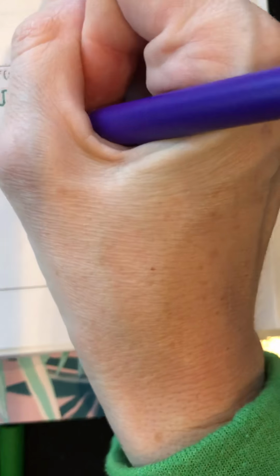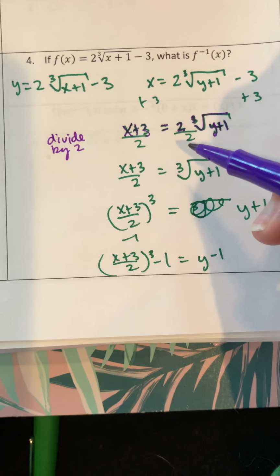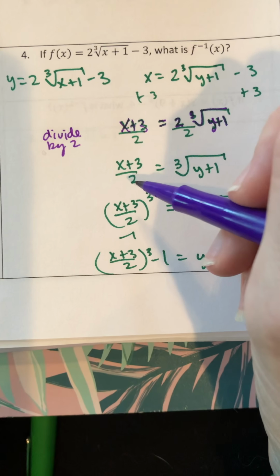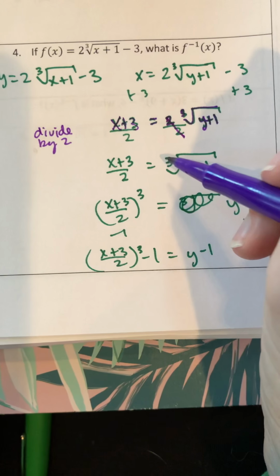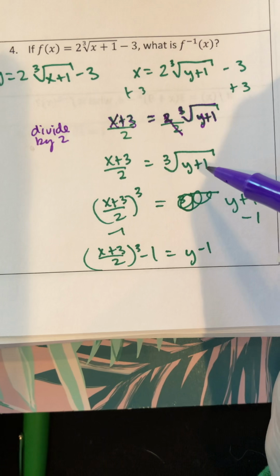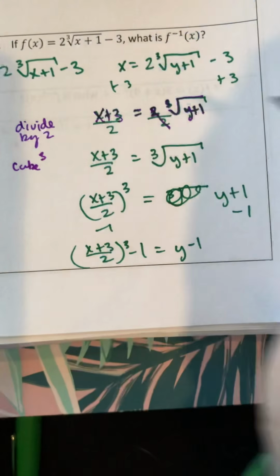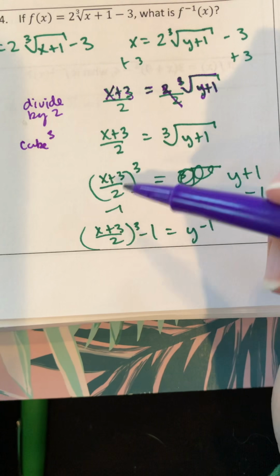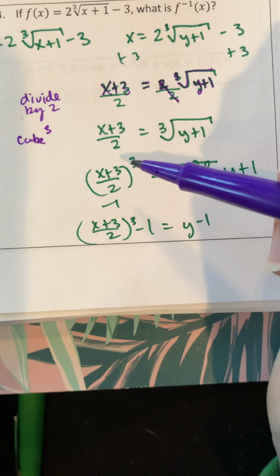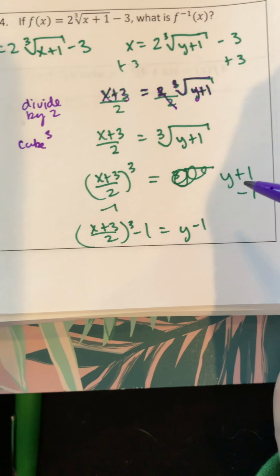Then we would need to divide by 2, which leaves us with x plus 3 divided by 2 equals just the cube root of y plus 1, because these 2's would have canceled out. And then to get from here to here, we would have had to cube both sides. And again, you're just going to leave this messy fraction a messy fraction. So x plus 3 divided by 2 to the power of 3 equals now just y plus 1.